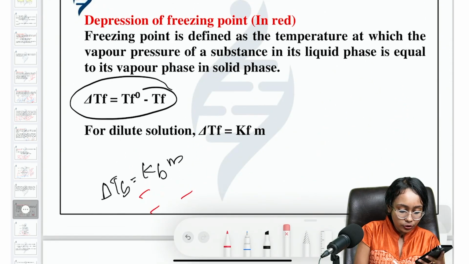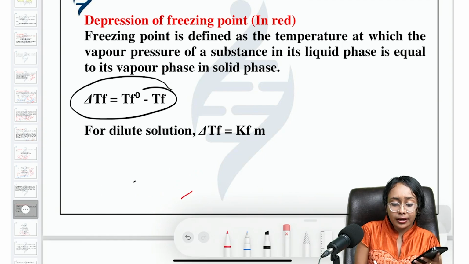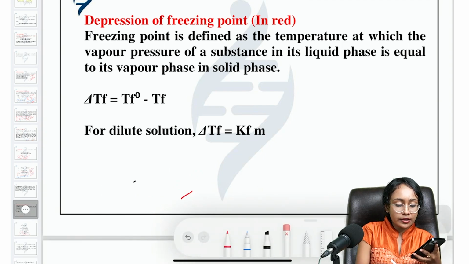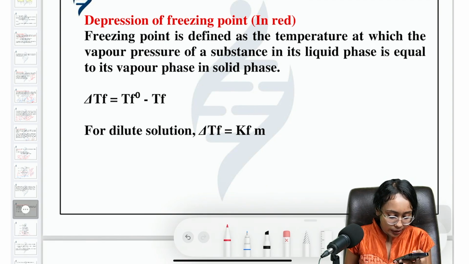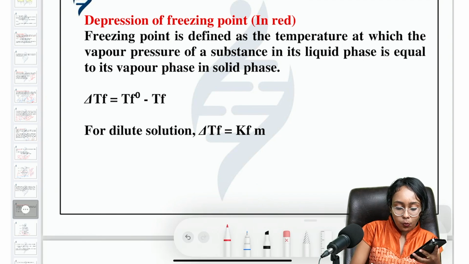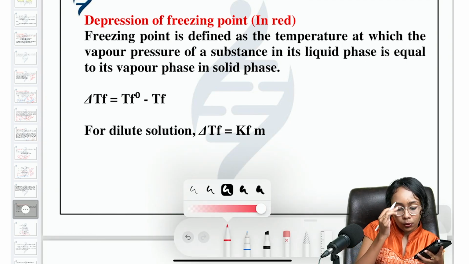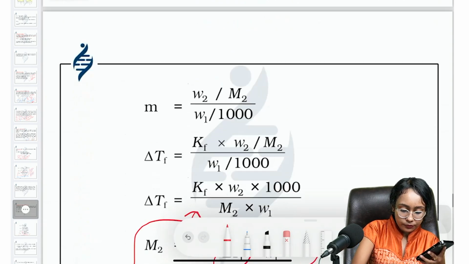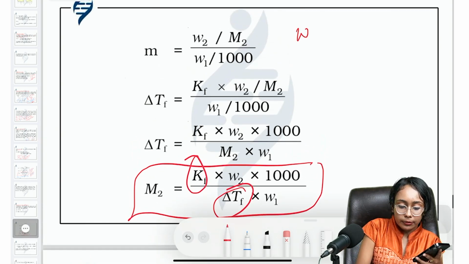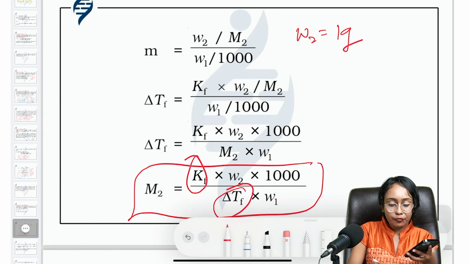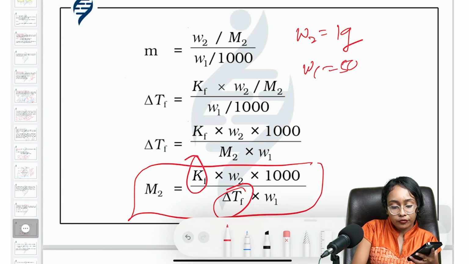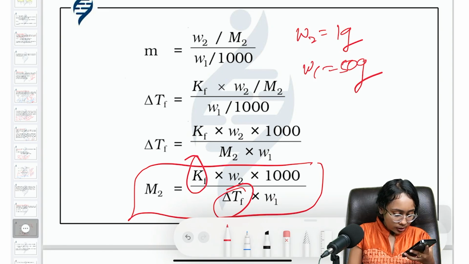I am going to read it out. The question is already there in the NCERT textbook, so if you have the NCERT textbook or PDF, please read the question. 1 gram of a non-electrolyte solute, W2 equal to 1 gram, is dissolved in 50 grams of benzene, W1 equal to 50 grams. It lowers the freezing point of benzene by 0.40 Kelvin.